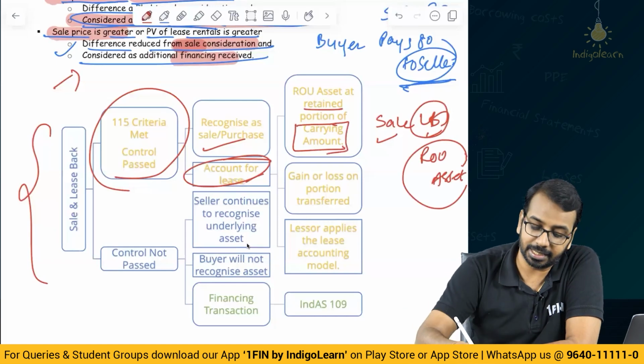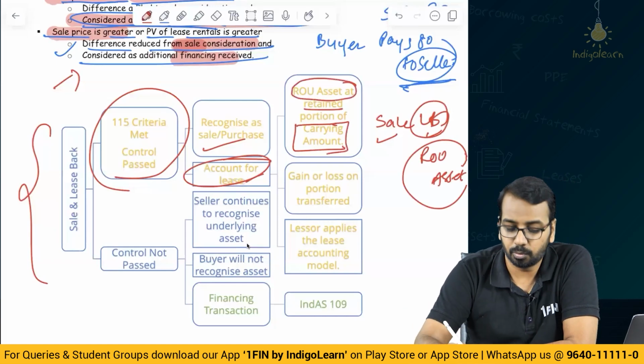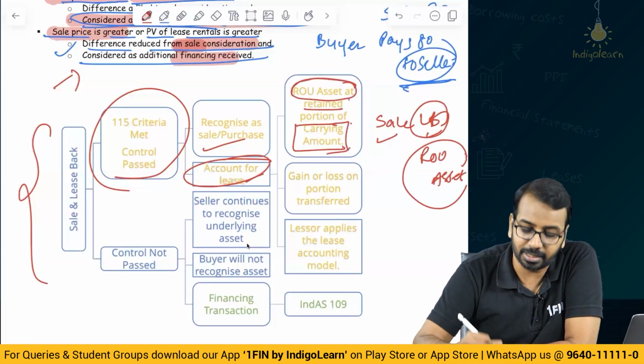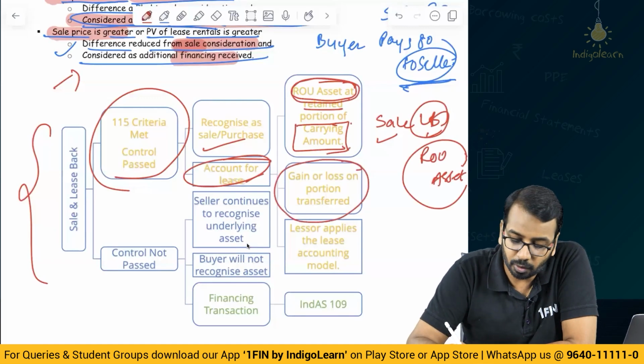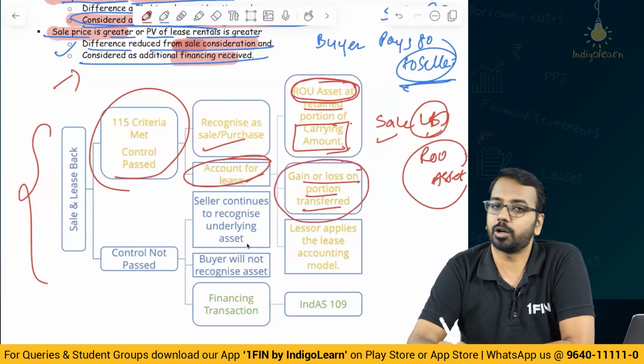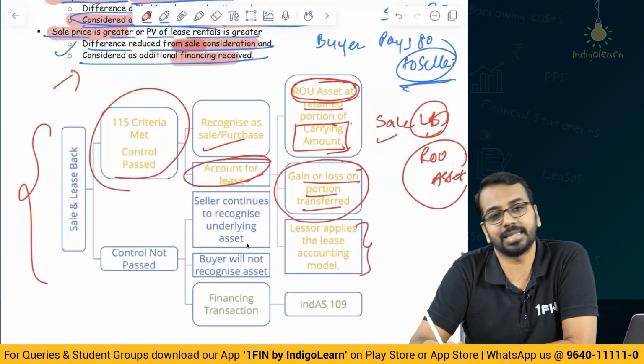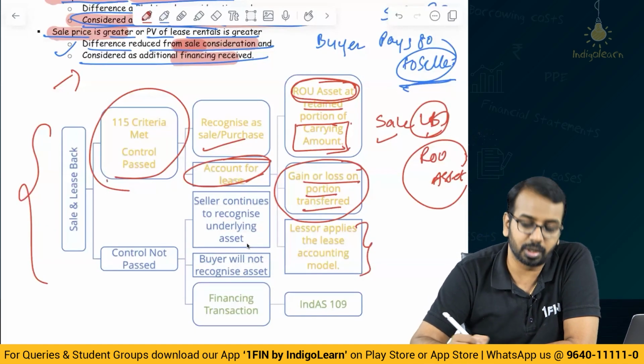Portion of the carrying amount that is retained will be the right of use asset, and the one portion which is transferred, on that portion you will recognize the gain or loss, okay, and you will apply the lease accounting. That is as far as the control criteria is concerned.